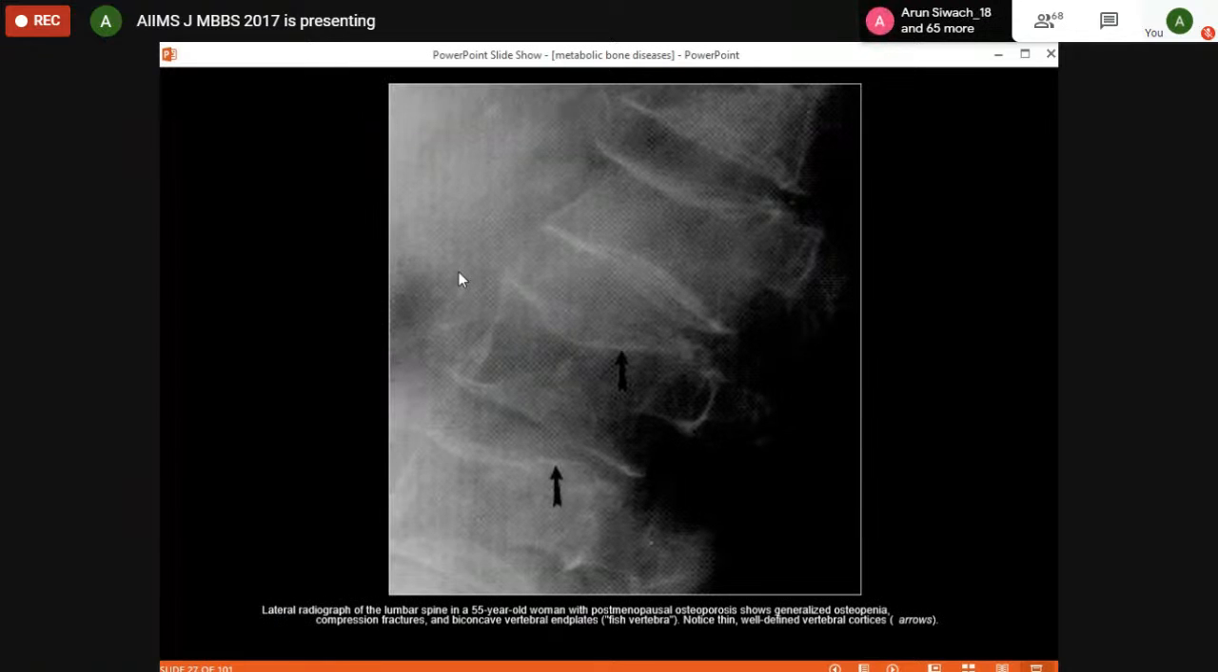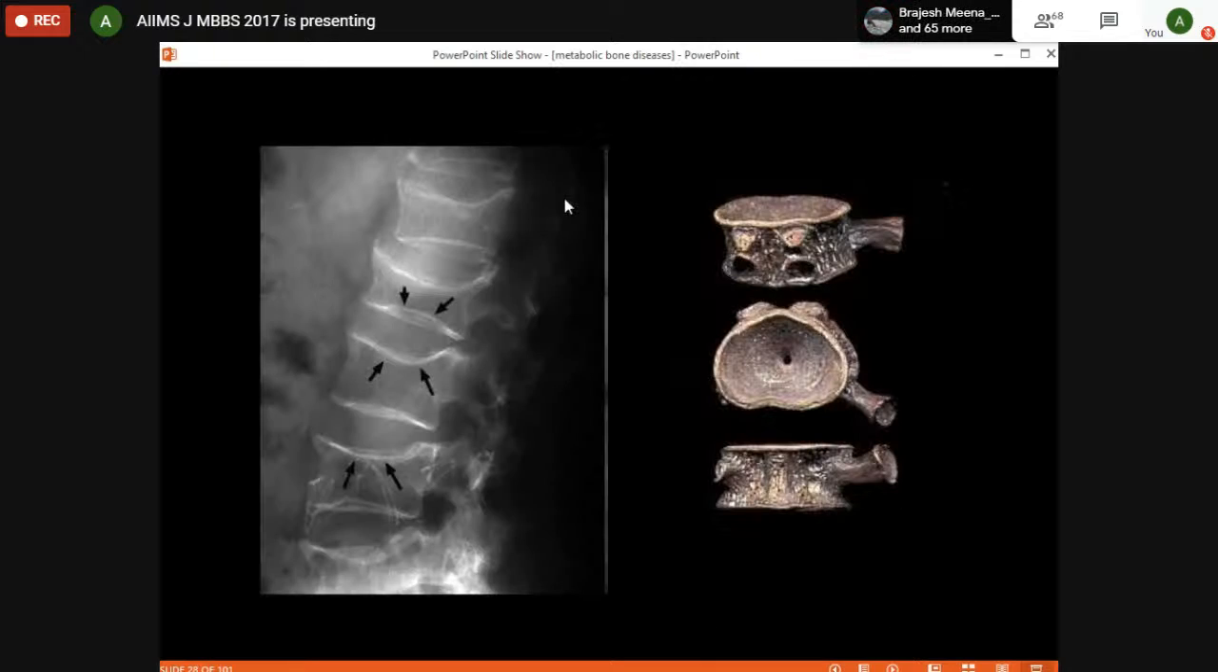Here you can see biconcave as well as, this is a lateral radiograph of a lumbar spine, which is showing generalized osteopenia as well as compression fracture. Here you can see compression fracture in the anterior aspect, and biconcave vertebral end plates as well. This picture is more clear to see how it looks in an osteoporotic vertebra. Here you can see compression fracture as well as biconcave vertebrae. Vertebrae look like this when we are seeing them from above.